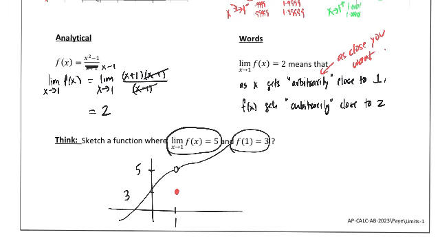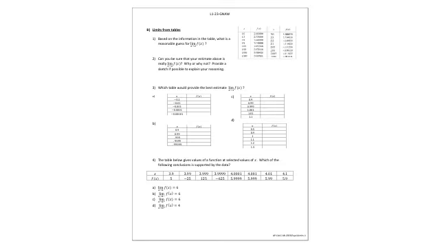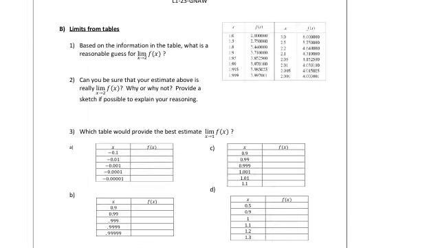Okay, let's move on to limits from tables. Okay, so limits from tables, we'll do a couple examples and then we'll summarize. Based on the information in the table at the right, what is a reasonable guess for the limit of f of x as x approaches 2, right?